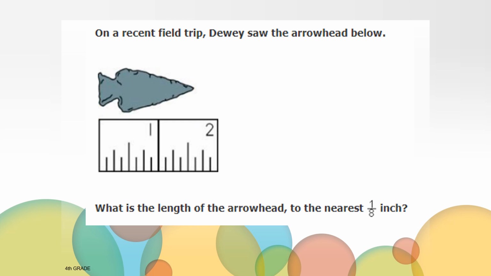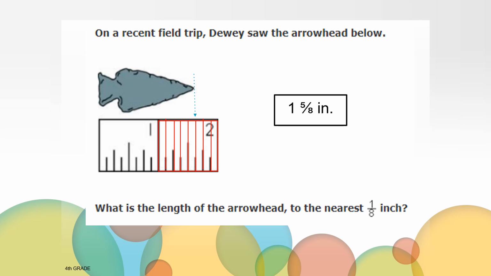I can see that each of the inches is broken up into 8 equal parts. I can see that the arrowhead is longer than 1 inch, so I know I'm going to need to think about how much longer than 1 inch the arrowhead is. I can see that the tip of the arrowhead comes down to the 5th out of 8 equal parts. That means that the arrowhead is 1 5/8 inches long.